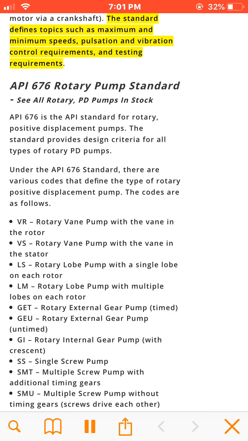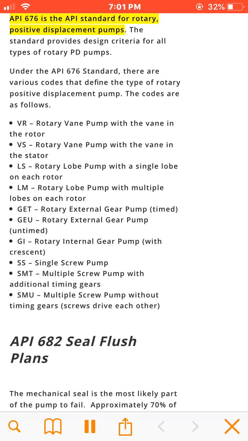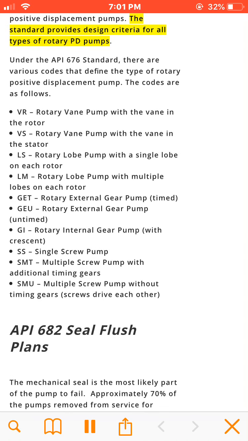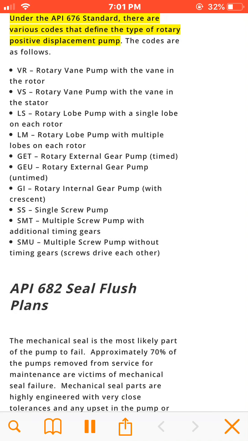API 676 is the API standard for rotary, positive displacement pumps. The standard provides design criteria for all types of rotary PD pumps. Under the API 676 standard, there are various codes that define the type of rotary positive displacement pump. The codes are as follows.